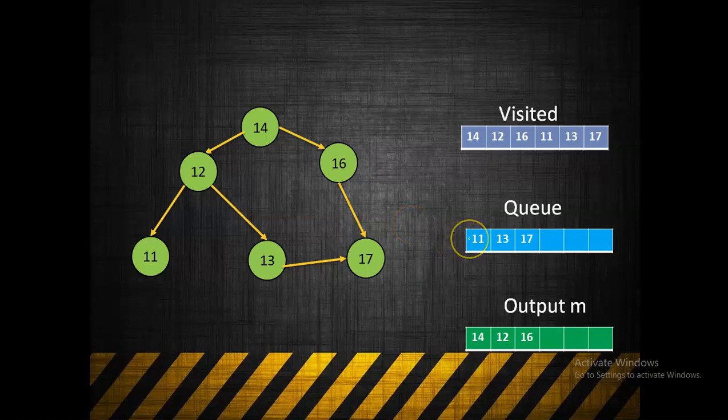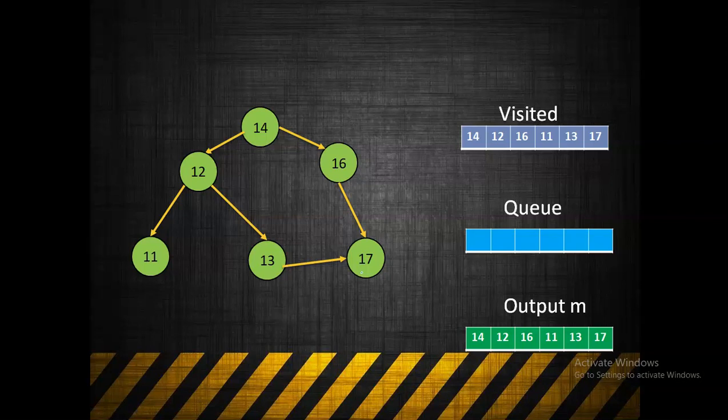Now Q is not empty. So 11 is moved to output. There is no child for 11, so no need to add anything. Now Q is not empty, so 13 is moved to output. 13 has a child 17, but 17 is already taken, so no need. So now 17.